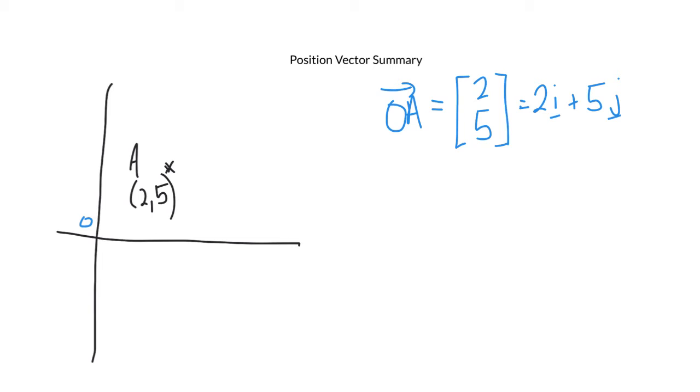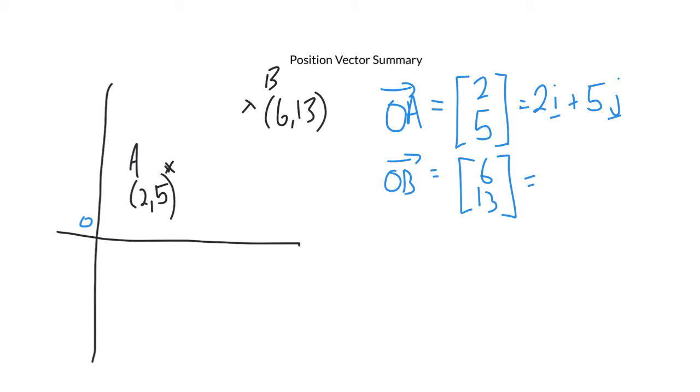Now if I have a second point, B, up here somewhere, let's call that (6, 13). Again, I can do the same thing. I can write OB as a column vector, (6, 13). Or I can write it in terms of i's and j's as 6i plus 13j. I literally just copied the one above. That's really stupid of me, isn't it?